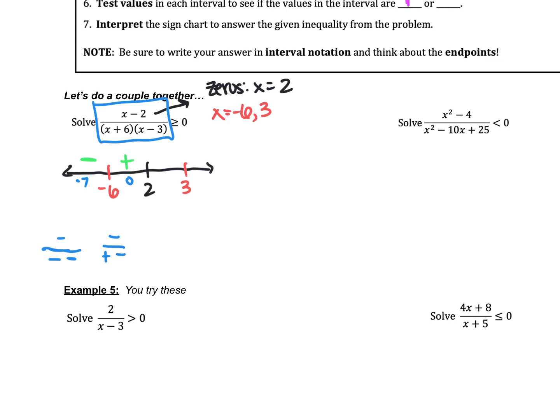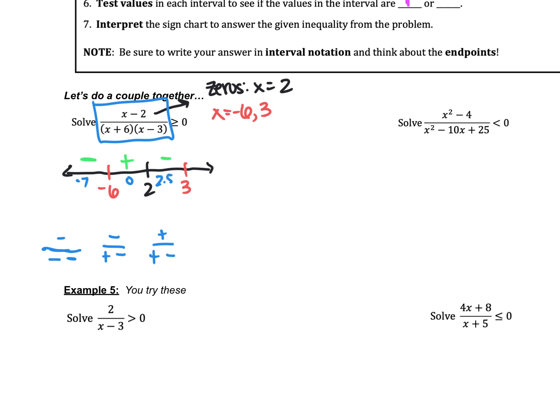2.5. Don't panic over a 2.5, okay? Because I'm not doing a physical numerical calculation. I'm thinking about signs, okay? So on the top, 2.5 minus 2, positive or negative? Positive. 2.5 plus 6. 2.5 minus 3. Negative. So I end up with a positive divided by a negative, which would give me a negative.